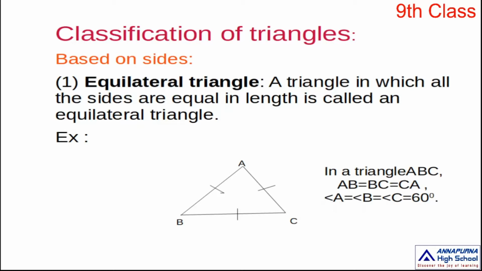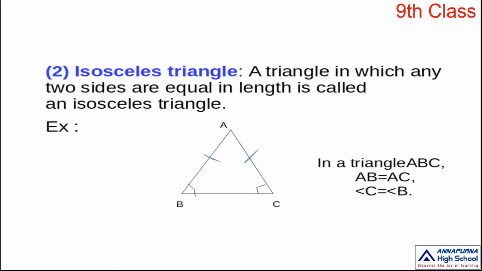In triangle ABC, AB is equal to BC is equal to CA. This is the mathematical notation. One important property in an equilateral triangle: each angle is 60 degrees. So angle A is equal to 60 degrees, angle B is equal to 60 degrees, and angle C is equal to 60 degrees.